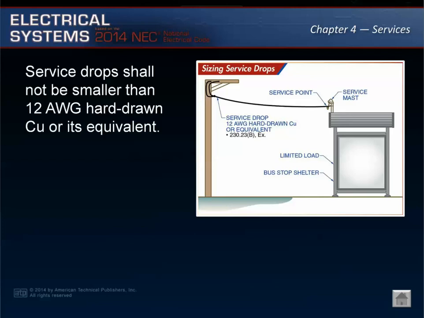While some installations for limited loads of a single branch circuit allow the size of the overhead service conductors to be reduced, they are not permitted to be smaller than number 12 hard-drawn copper or equivalent per Article 230.23(B) exception.